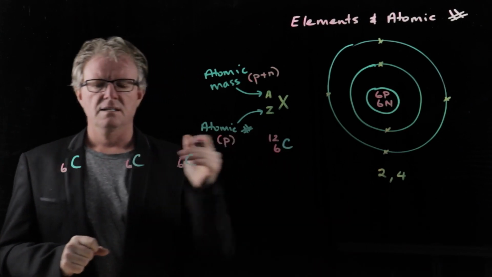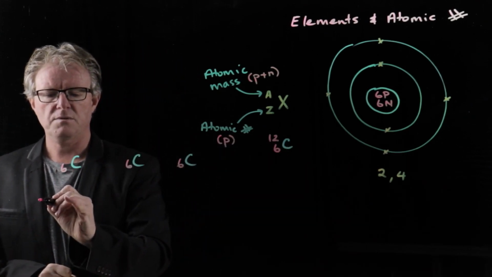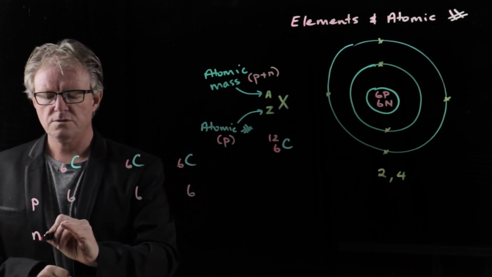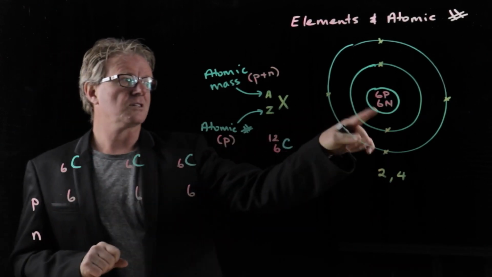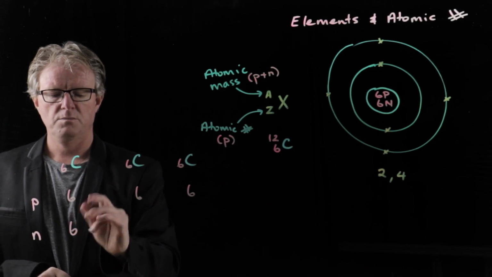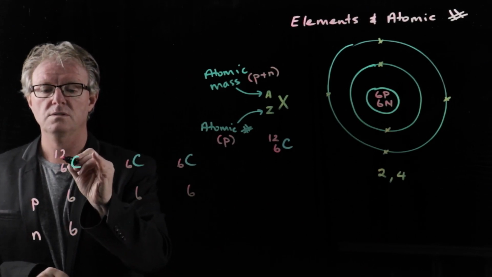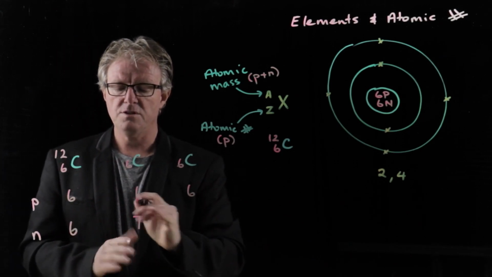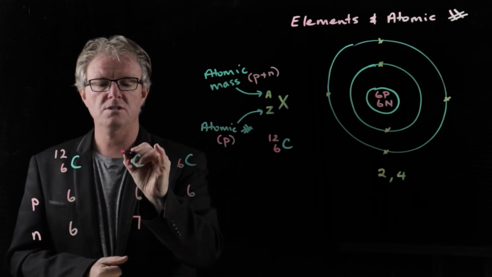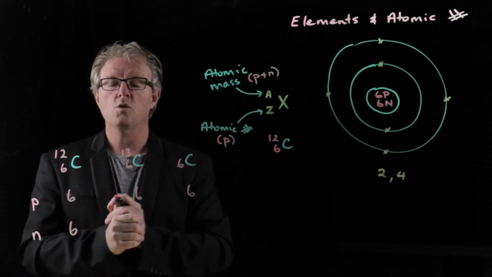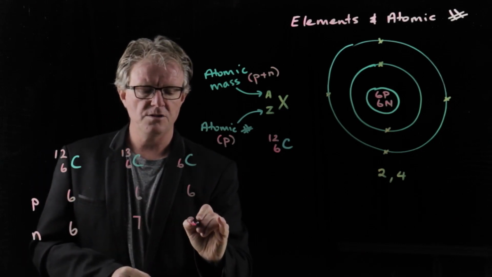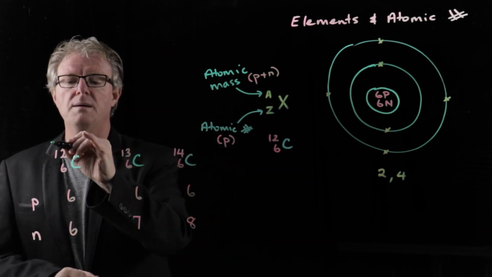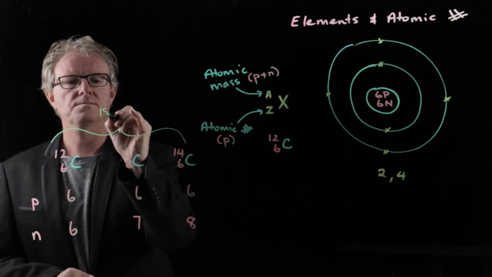However, some carbon, so let's just write this here, let's say protons, P, is 6. But what about neutrons? Well, if it has 6 neutrons, just like over here, then it would have 6 protons, 6 neutrons, and that would make 12. So we have a carbon 12 atom. Now, if we have 7 neutrons, then 6 and 7 is 13. And so now we have a different form of carbon called carbon 13. And if we have 8 neutrons, then we have carbon 14. And so these different forms of the carbon atom are called isotopes.